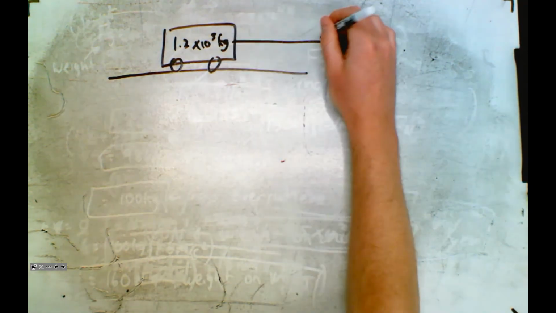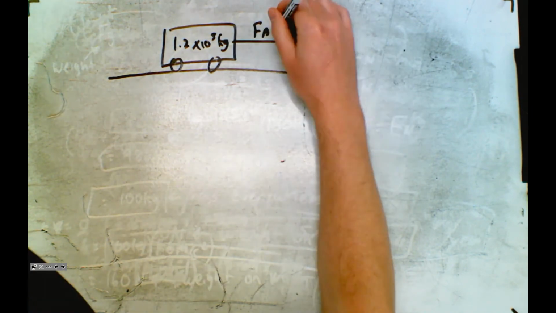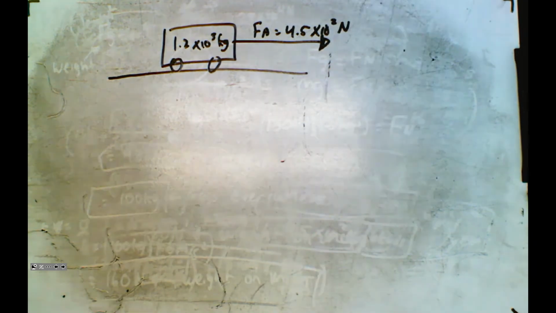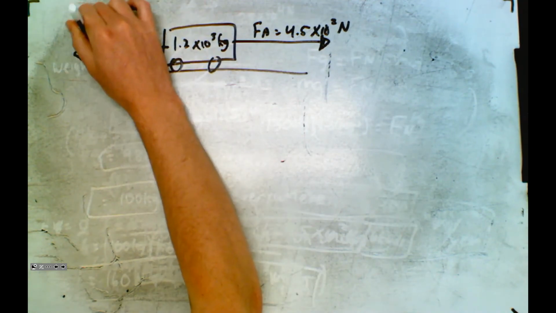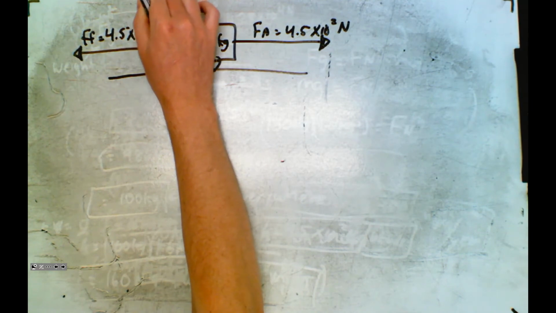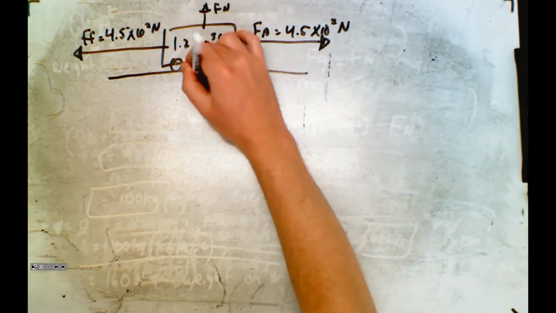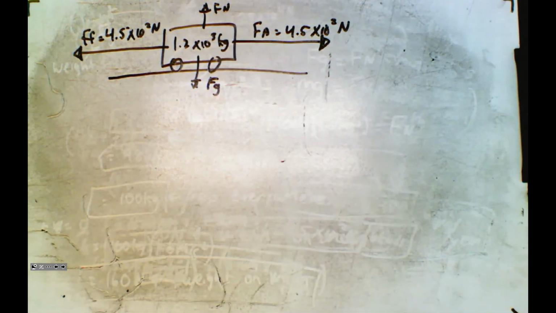It says that there's a force applied to maintain the speed of 4.5 times 10 to the 2 newtons. And it says that it's moving at a constant speed. So if it's moving at a constant speed, well, there must be some other force, probably force of friction. And that force of friction is going to be the same. There's also going to be a force normal and a force of gravity that are the same because it's going at a constant speed. It's not accelerating in any direction.